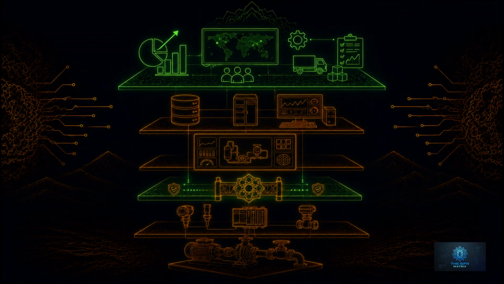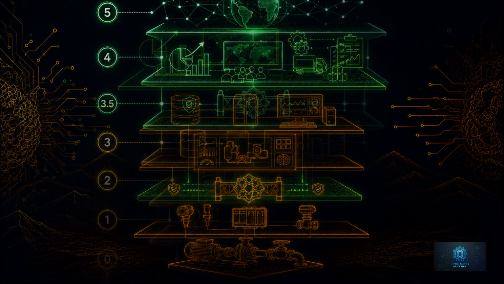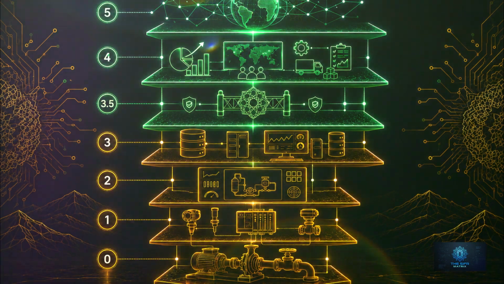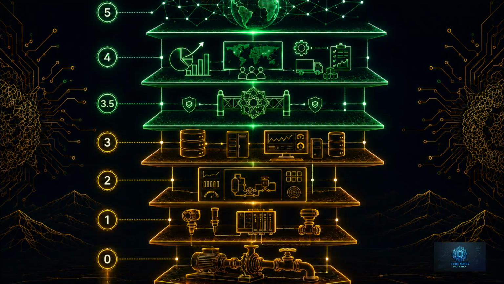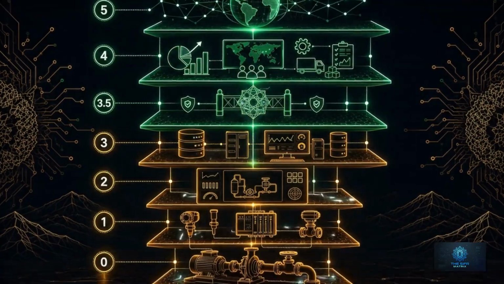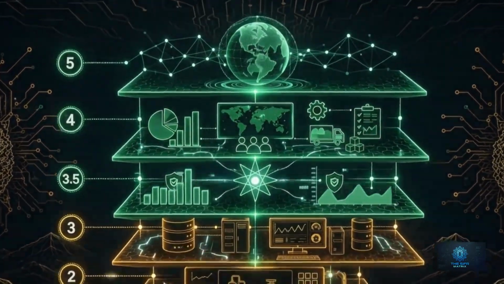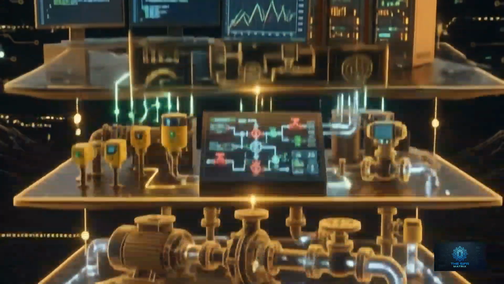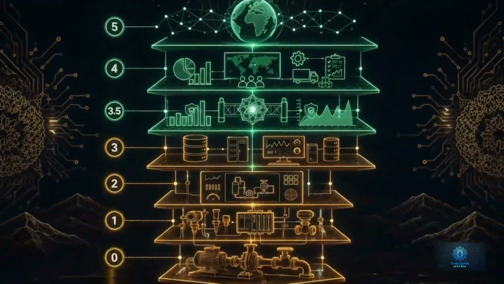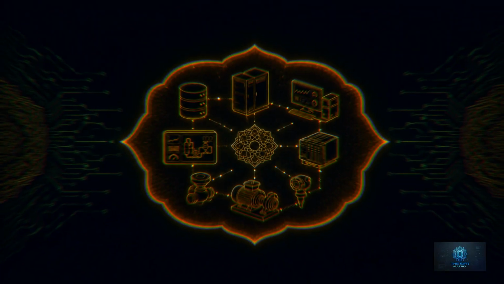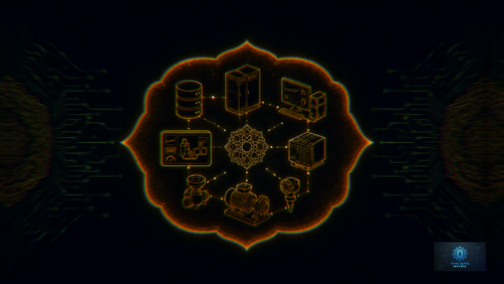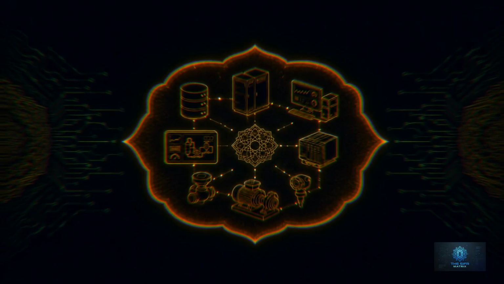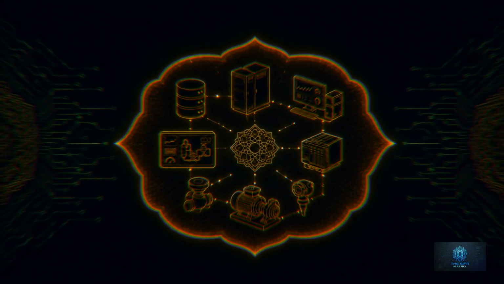Level 3.5, often added as an industrial DMZ, acts as a buffer zone. And levels 4 and 5 are the corporate world, business planning, logistics, email, and everything connected to the broader internet. Six distinct zones, each one meant to trust the next only through carefully controlled paths. The modern version of this thinking comes from a standard called IEC 62443, which talks less about rigid levels and more about zones and conduits.